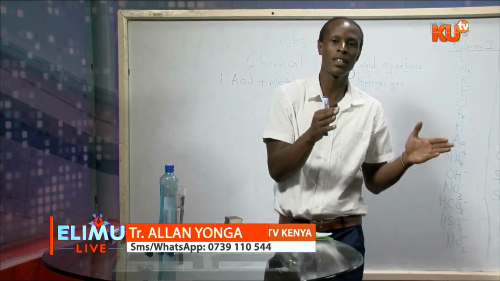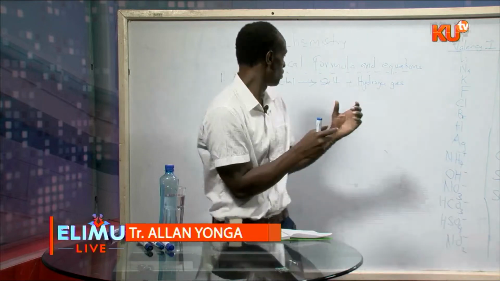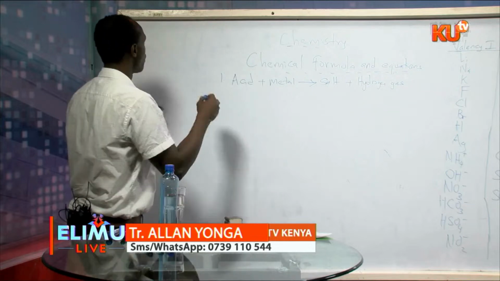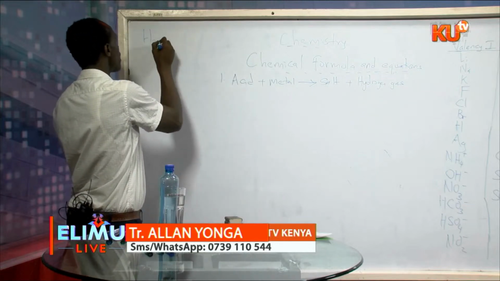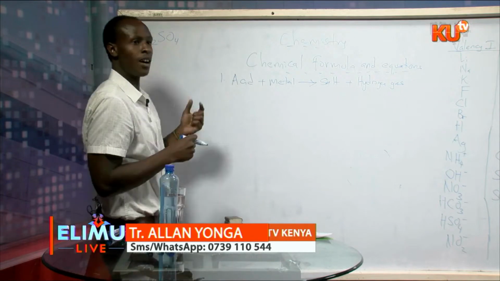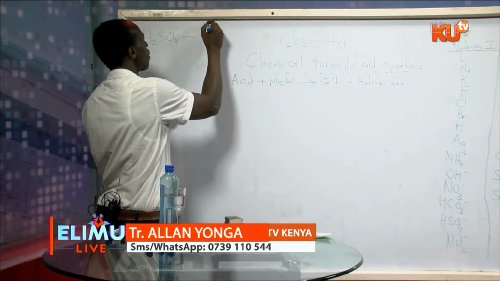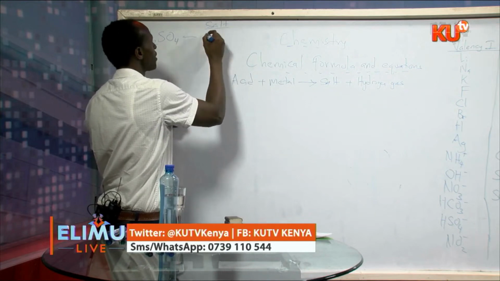salt. Each salt has a name, and the name depends on the metal you have used and the acid you have used. So the common acids we have: H2SO4. This is sulfuric acid. H2SO4 is sulfuric acid, and the salt it gives you will always be a sulfate.